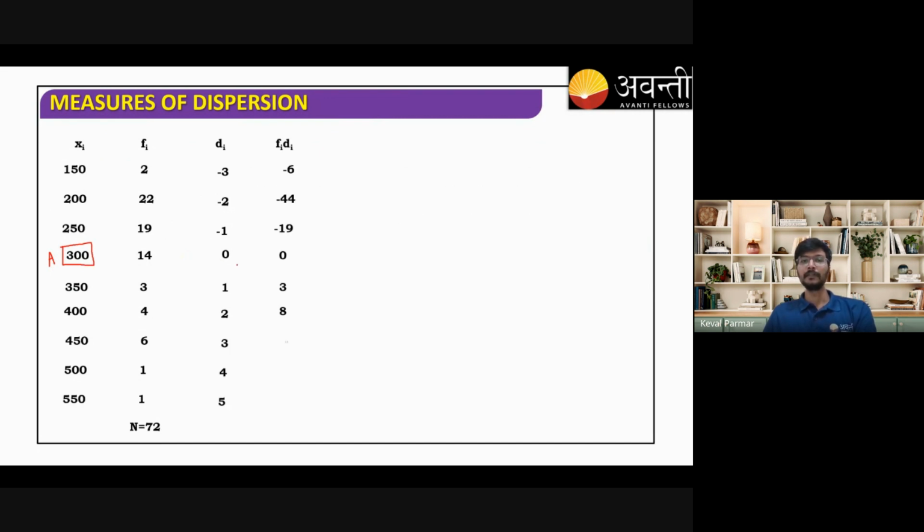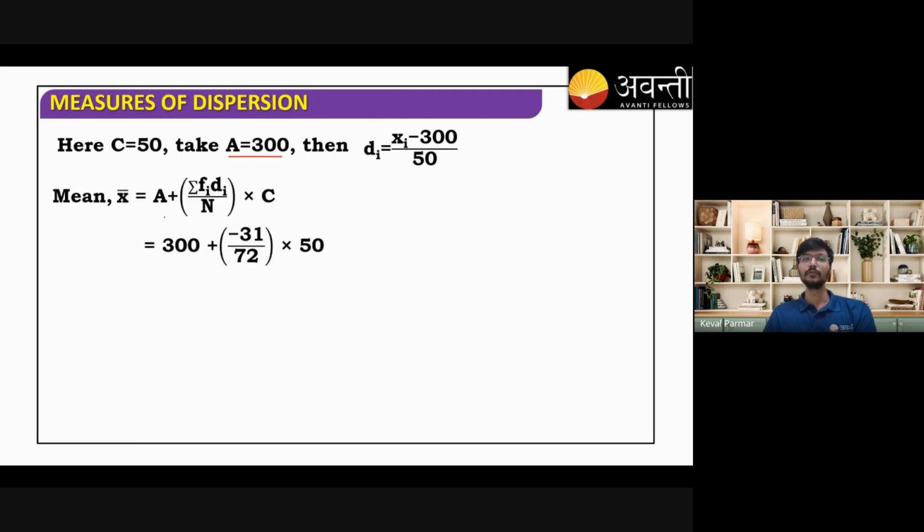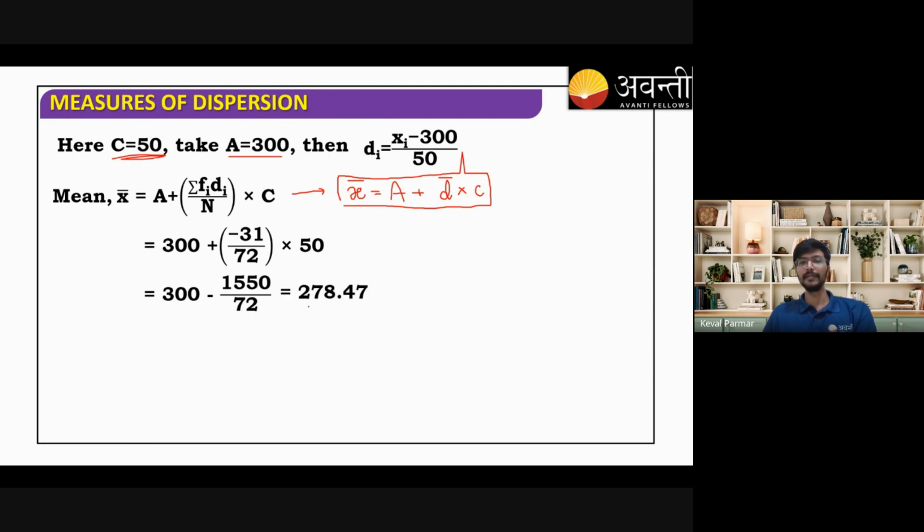After this, summation fi di, summation fi di square, and lastly, A we have taken as 300. We already saw di is this. So the mean formula is A plus mean of d into c. X bar is basically the assumed mean plus d bar into c, where c is the class width. Here the class width is 50. So the mean comes to 278.47.